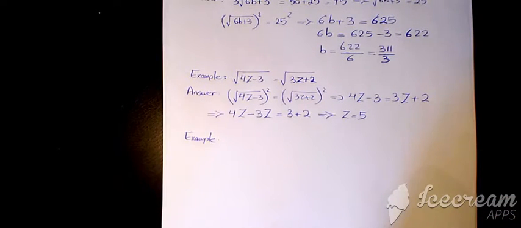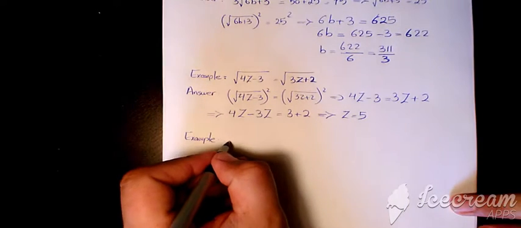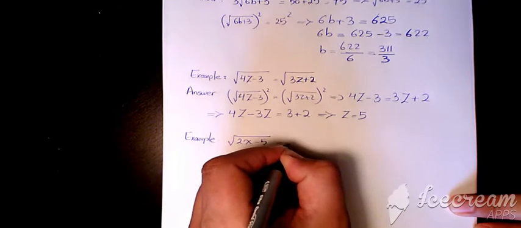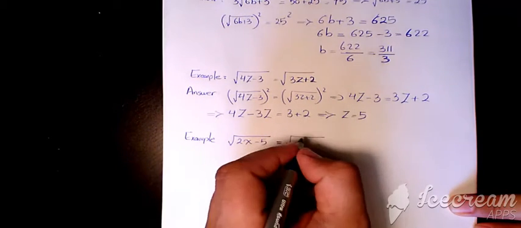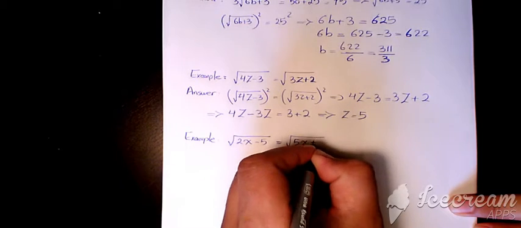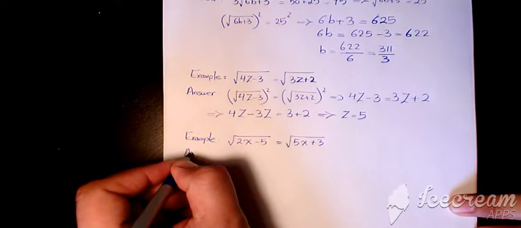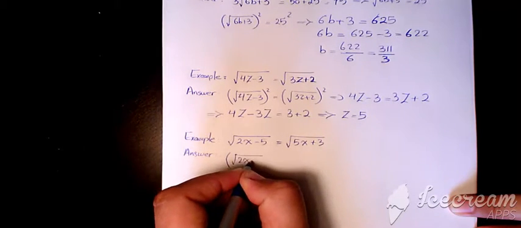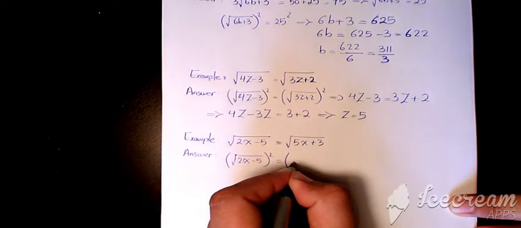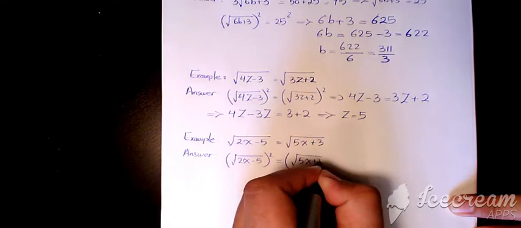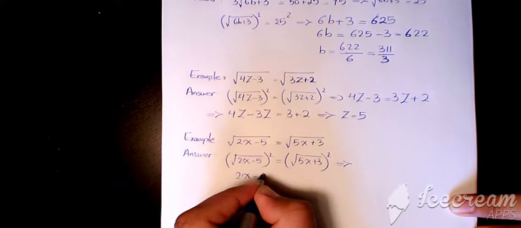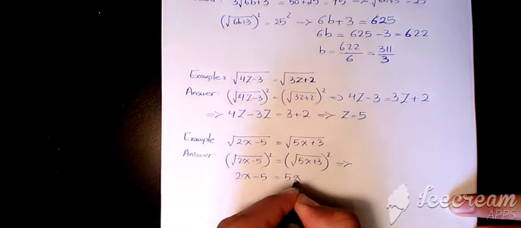Next example is root (2x minus 5) equals root (5x plus 3). The answer is, when you square both sides, it will be 2x minus 5 equals 5x plus 3.